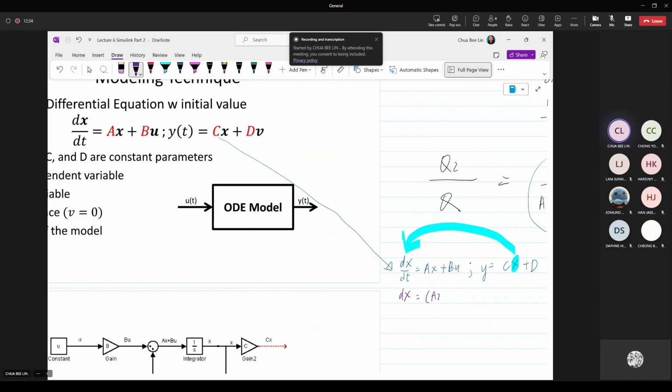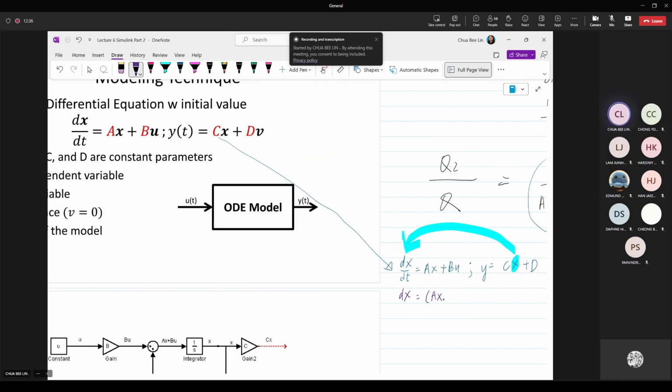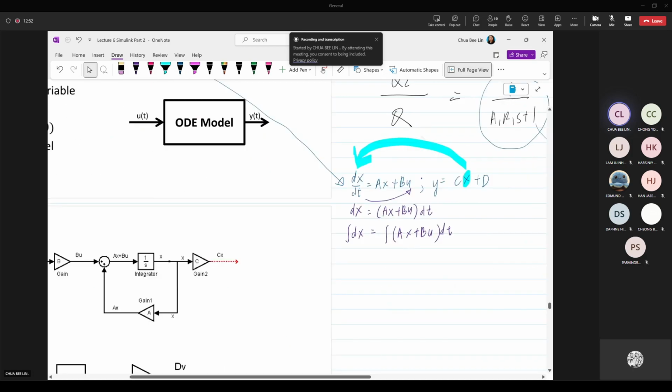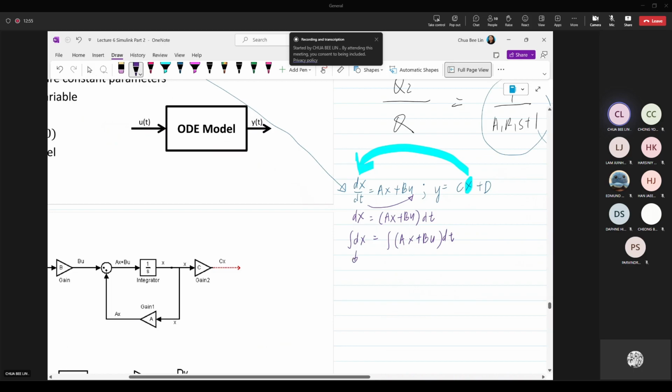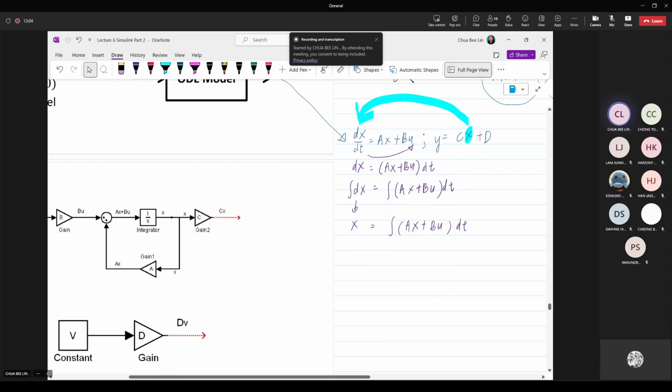You will put it like this, x plus bu, and then the dt will be moved here. So dt like this. Then you integrate both sides, you'll be having ax plus bu, then dt. Then you solve as usual, and x becomes equivalent to the integration of ax plus bu, then dt. So you have learned how to sketch this block diagram.